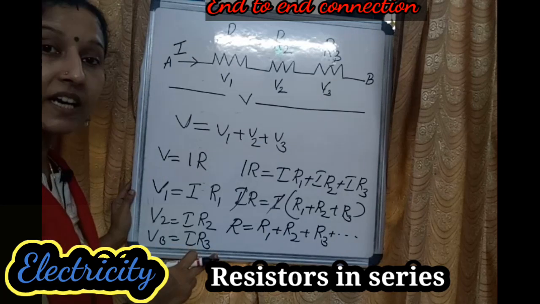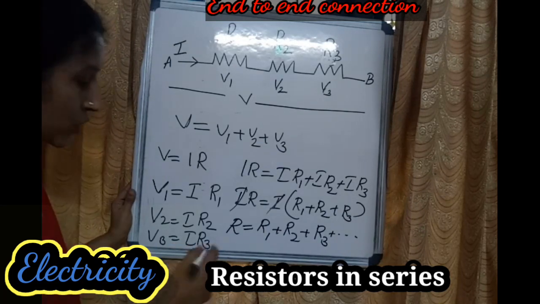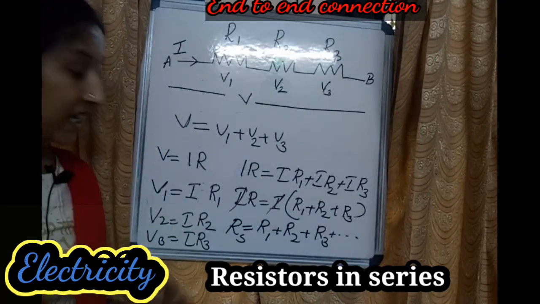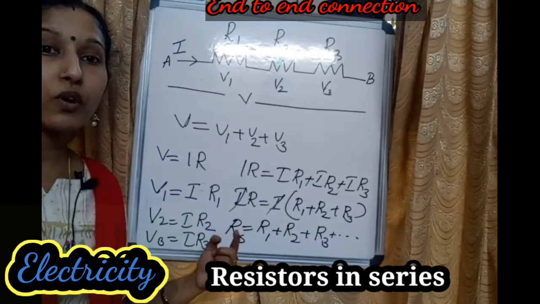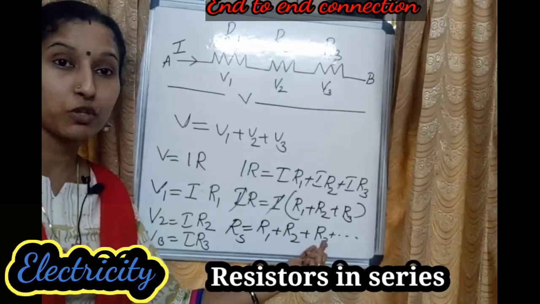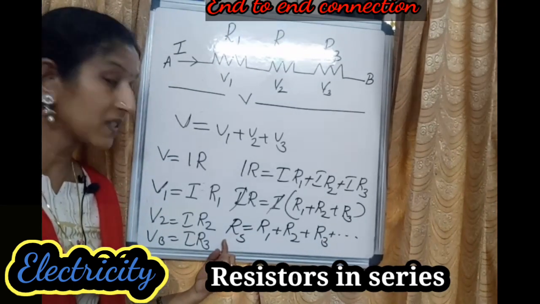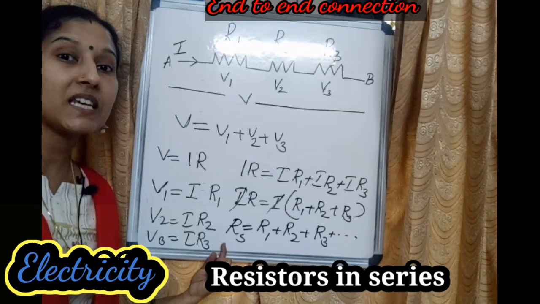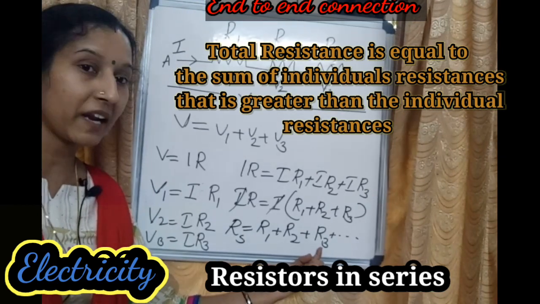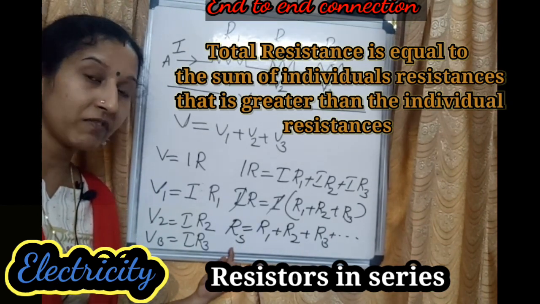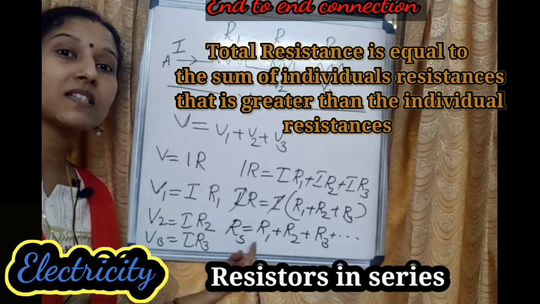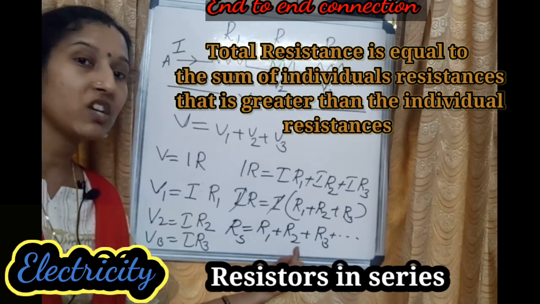So here the resistors are connected in series, so this is RS. What are the equations for series connection? R is equal to R1 plus R2 plus R3, which means total resistance. So this is the total resistance. Total resistance is equal to the sum of individual resistances. So what is the explanation of this? If resistors are connected in series, the total resistance is equal to the sum of individual resistances.